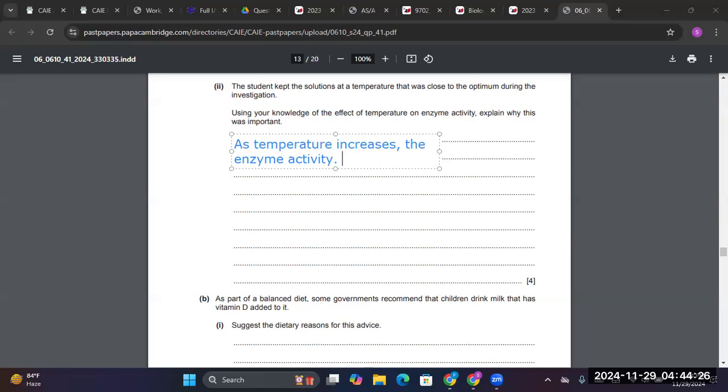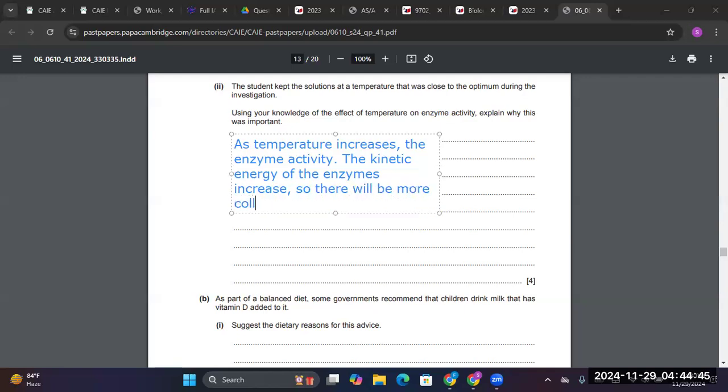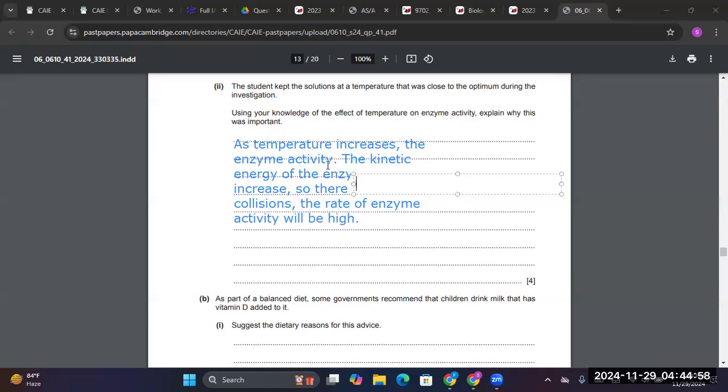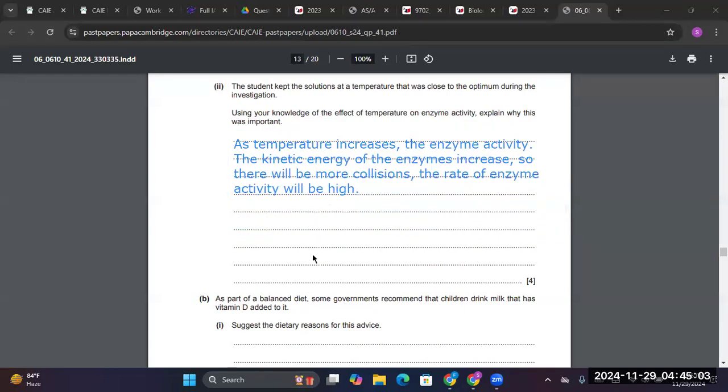Why? The reason for this is because as temperature increases, the kinetic energy of the enzymes increases. So there will be more collisions, and since there will be more collisions, the rate of enzyme activity will be high. This is why, when you're giving the answer, you have to explain it in two ways.